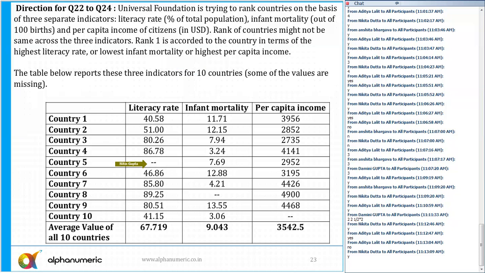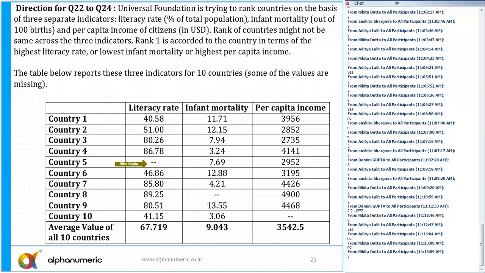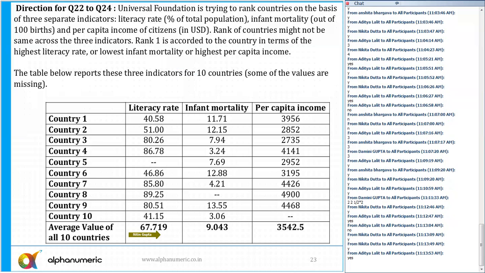Can we find out this data? The average value of the 10 countries is 67.71. So for 10 countries, the total is 10 multiplied by that, 677.1. Yes or no? So the sum of all these 10 values has to be equal to that total. So we can find out the literacy rate for country 5. Anyone who has calculated the literacy rate for country 5? It comes out to be 75.3 if we solve this. Is that clear? Yes, there is a calculation, but it will be 75.3.